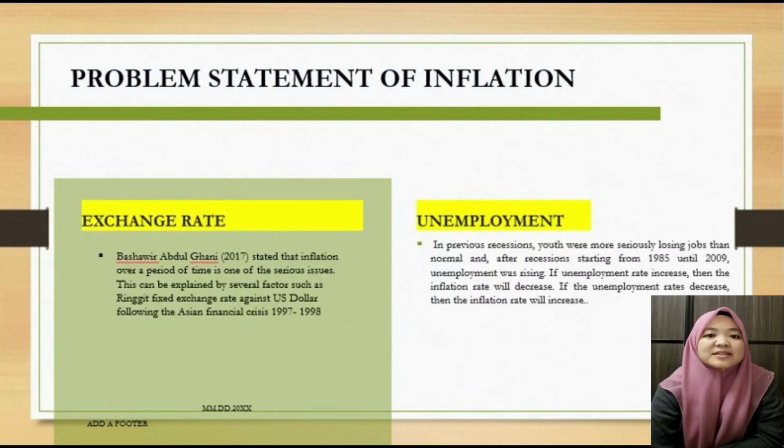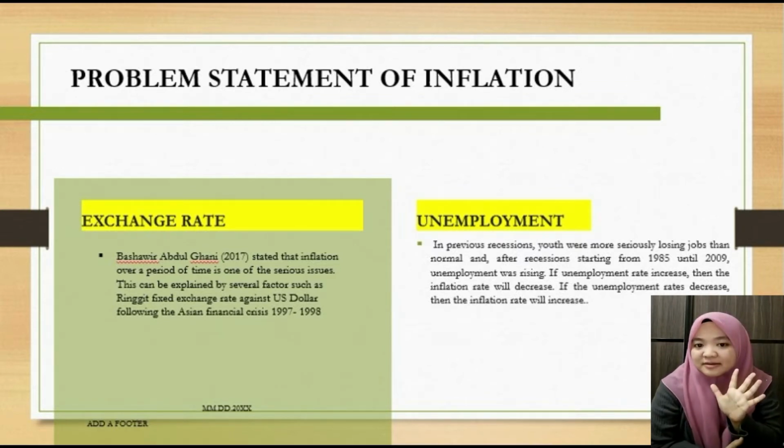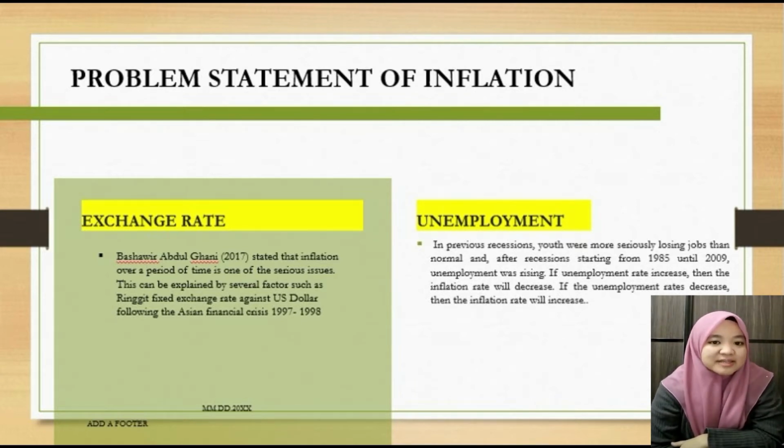Now, I will explain about the problem statement of inflation. Based on our research, we have 5 factors affecting inflation, which are exchange rate, unemployment, money supply, consumer price index, and oil price. The first factor is exchange rate.